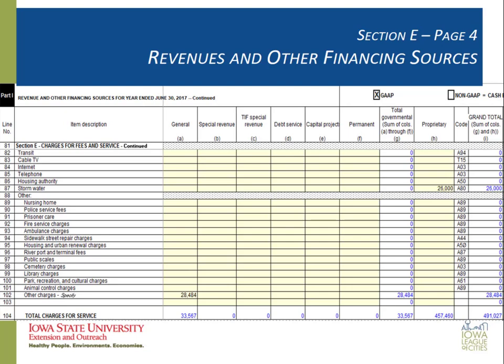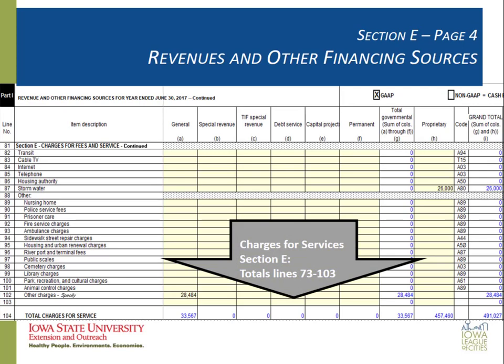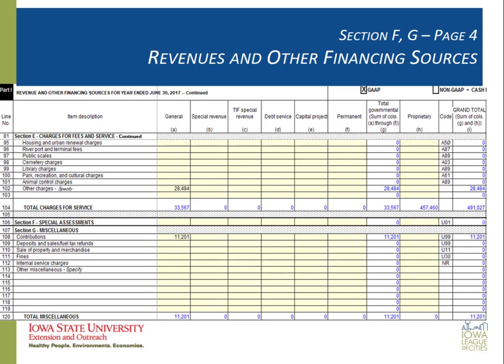The workbook is going to total up all of the charges for service in section E and give you a total for lines 73 through 103 and report that number again on your summary page. Now, let's move on to sections F and G. These are also on page 4.